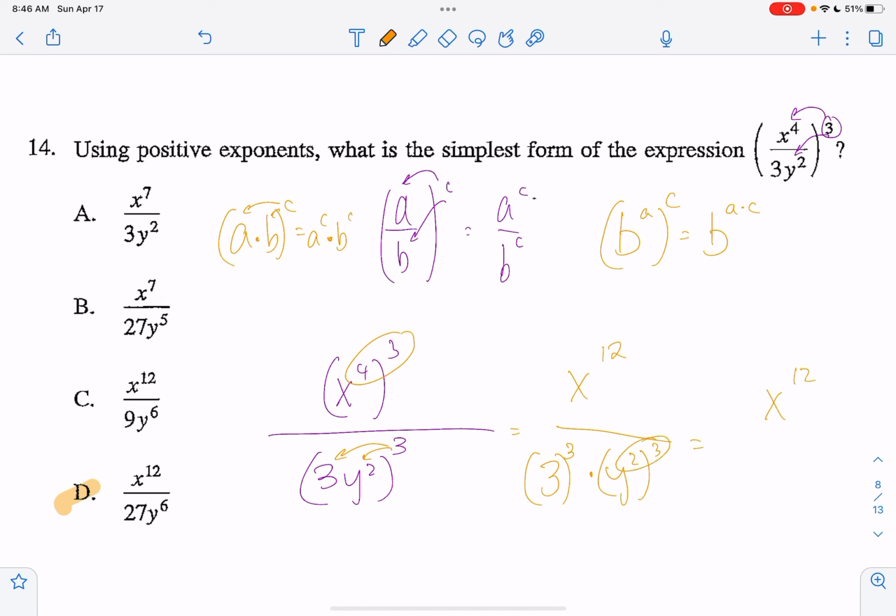So now you have to do power to a power again, which is this rule. So you have to multiply 2 times 3. It'll be 27 times y to the 6th. And that's choice D. So you have 3 laws of exponents here.